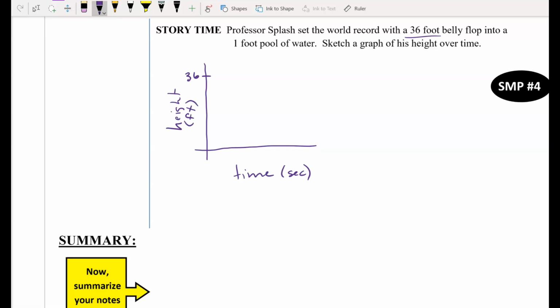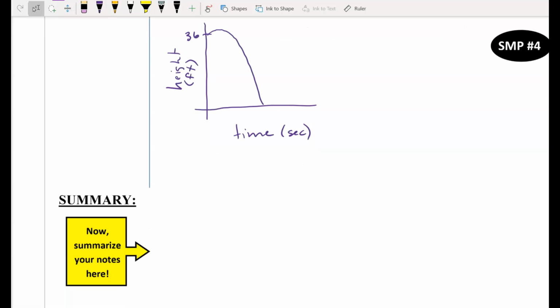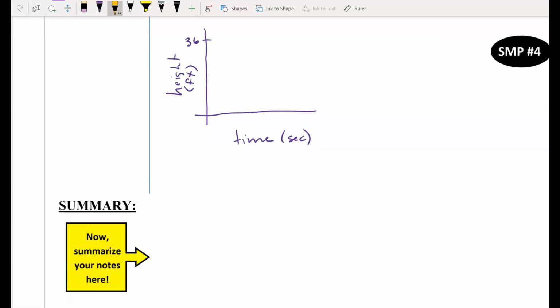and then I'm not sure how long it took, but I knew it only took a few seconds. So you might have started at 36 feet and said, well, his height is falling down to 0 feet, and so maybe it would look like that, but actually, as you're falling, you would be falling faster at the end. So he jumps up a little bit, and then he falls, and he's falling faster as he gets closer to the end.